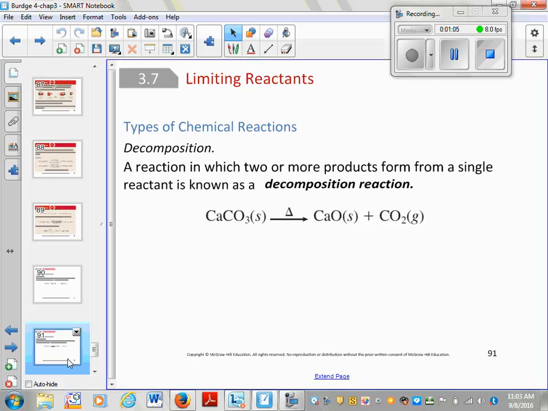If I start with one reagent, one reactant, in this case calcium carbonate, and it breaks apart into two or more products, it's decomposition. So there's a clue. If you just see one reactant, it's going to be decomposition.